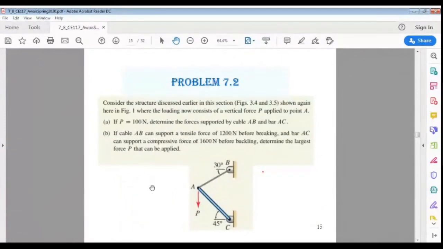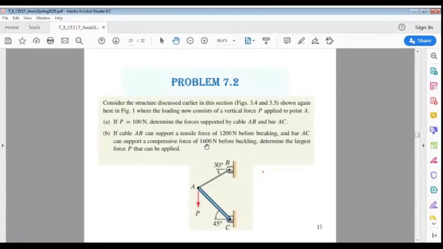Let's move to part B of this problem. If the cable AB can support a tensile force of 1200 Newton before breaking, and the bar AC can support a compressive force of 1600 Newton before buckling, determine the largest force P that can be applied.